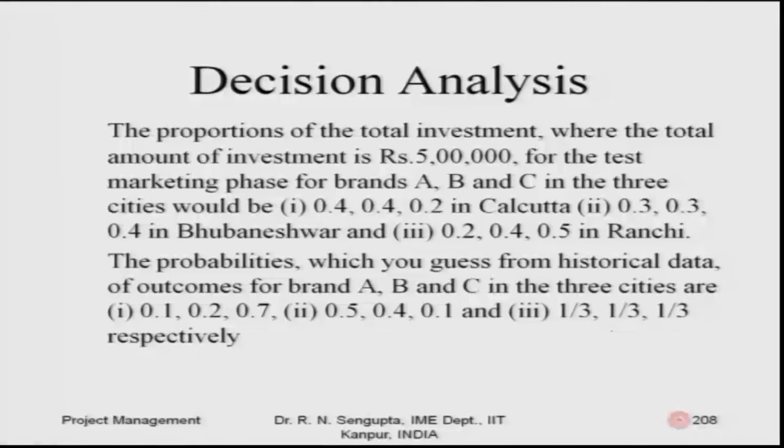The proportions of the total investments are given for A, B, C, and the cities are 40%, 40%, 20%. For Calcutta, and in Bhubaneswar it is 30, 30, 40, in Ranchi it is 20, 40, 50. The probabilities of the outcome from historical data for A, B, C in the 3 cities are given: 10, 20, 70; second is 50, 40, 10; and third is 1/3, 1/3, 1/3. Based on that we can do the calculations accordingly.